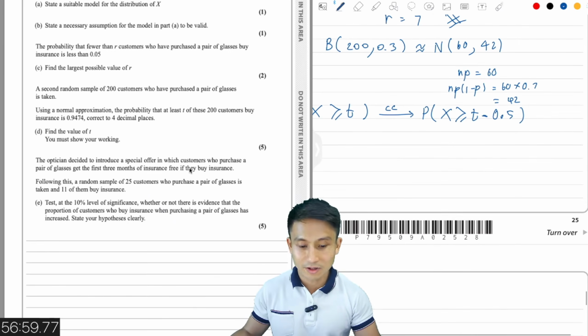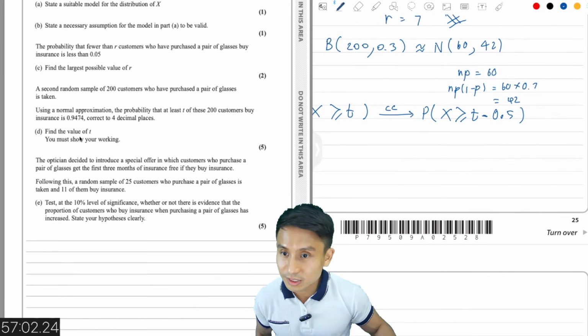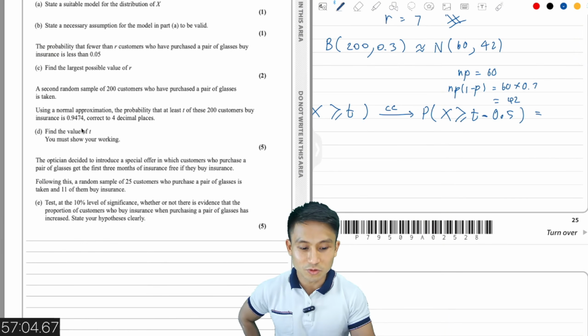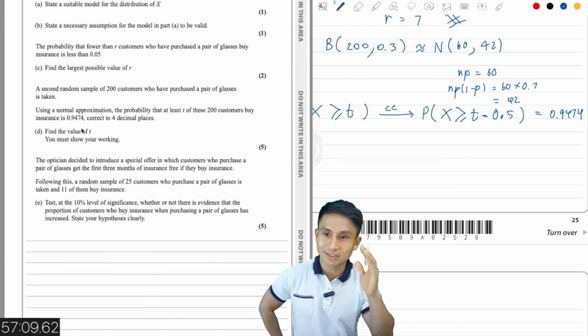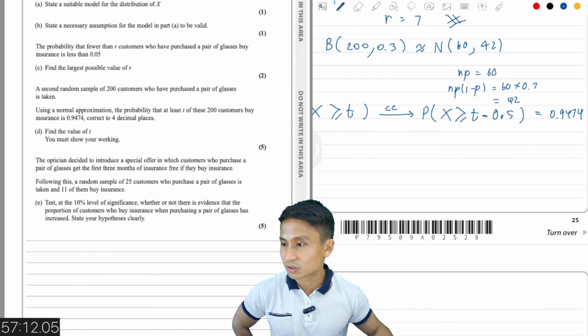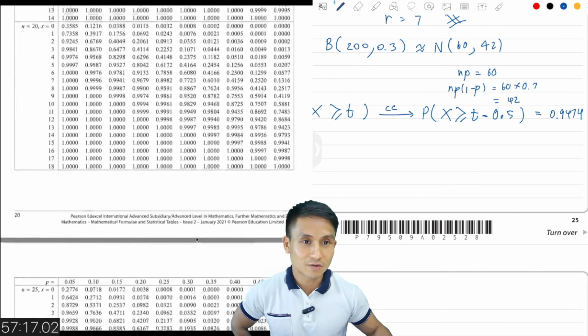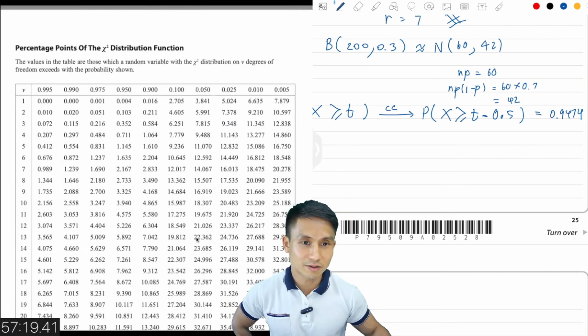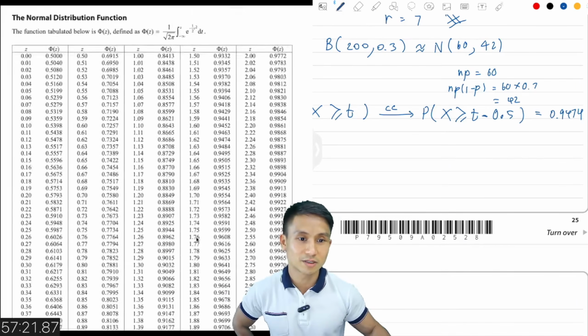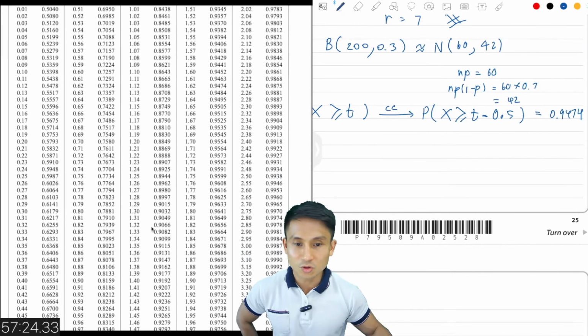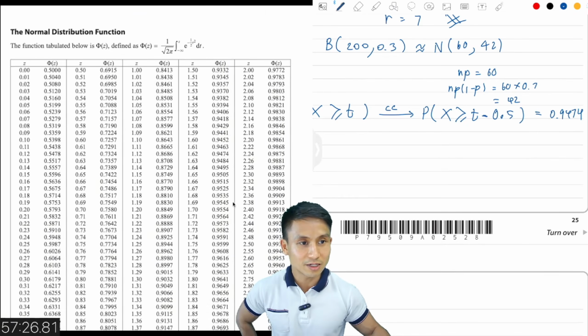And this, we want this to equal 0.9474. So that means we want to find the z value. Well, let's have a look. 0.9474, we might be lucky to get it just from the bell curve, which is this table here. If we look backwards, is there any probability that is 0.9474? Yep, exactly that.